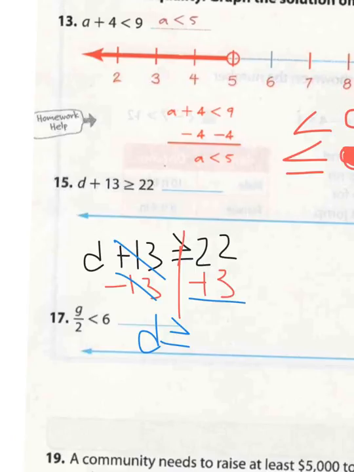And whatever 22 minus 13 is, I need to borrow. This becomes 1, this becomes 12. 12 minus 3 is 9. 1 minus 1 is 0. So my answer is d is greater than or equal to 9.